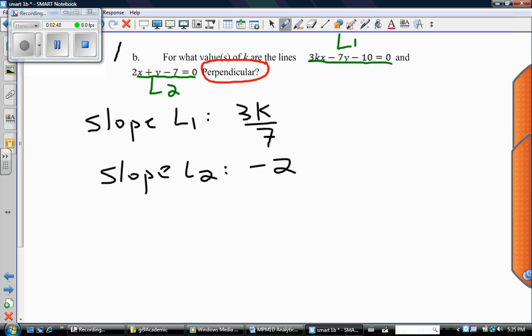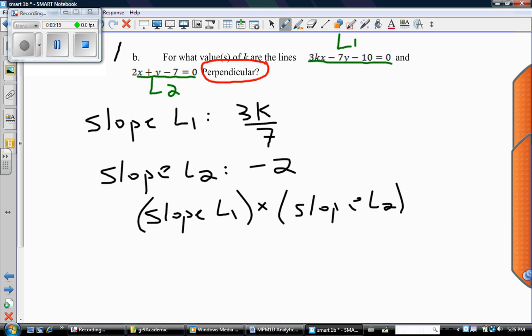So if I want to think about negative reciprocals, that's kind of confusing. Because these two numbers, 3k/7 and -2, there's nothing in common. And I can't even figure out how to flip one and change the sign. That's a little confusing to me. So let's talk about the other definition of perpendicular, which is that if I multiply the slope of line 1 times the slope of line 2, if I get -1, then I know that I have perpendicular lines. So let's set up that equation.